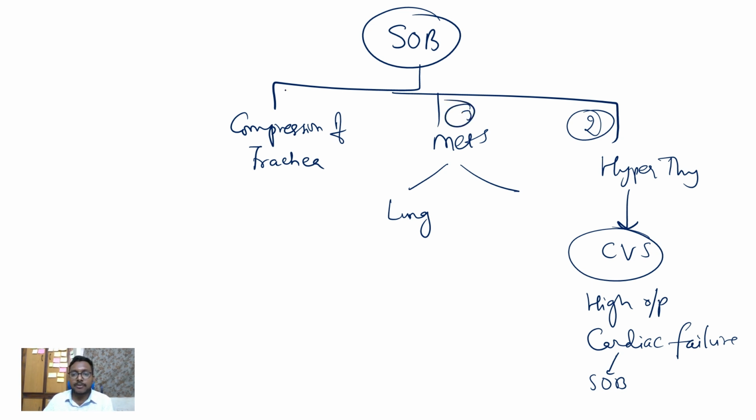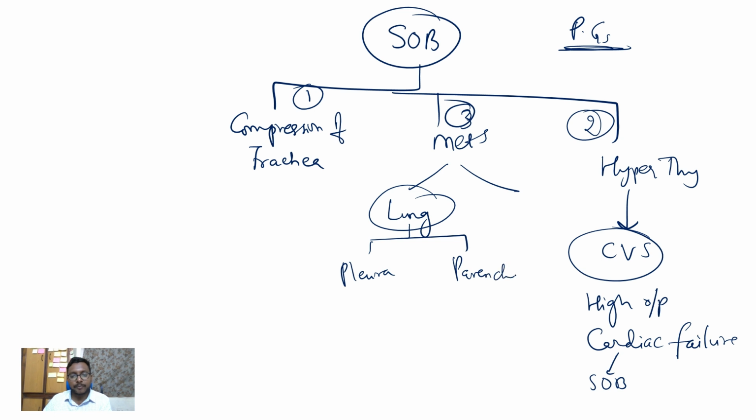Third one is metastasis. So, first one is compression, second one is hyperthyroidism, third one is metastasis. This much depth usually will be asked for PGs rather than the UGs. Okay. So, metastasis to lung, usually you can divide it into pleural metastasis and parenchymal metastasis. In case of parenchymal metastasis, there will be more of hemoptysis, chest pain, etc. Whereas in case of pleural metastasis, there will be SOB, cough. These are the basic symptomatology, right? So these are the causes of shortness of breath in goiter.